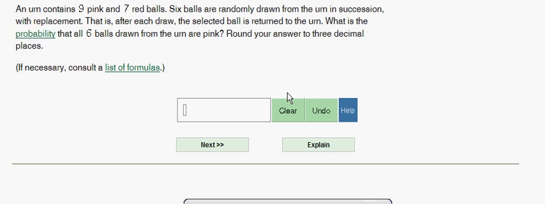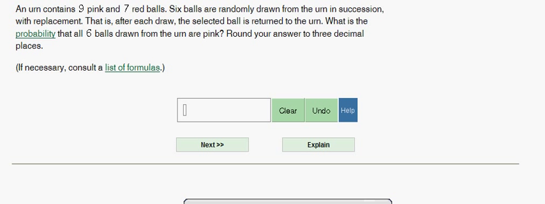What we will notice is that we have 9 pink and 7 red balls. We want to go for the probability of pink. So on the first draw, we can see that there are 9 pink. There's 9 ways to succeed, so that's going to be 9 over 16, 9 plus 7. So the probability of our first ball, it being pink, is going to be 9 over 16.